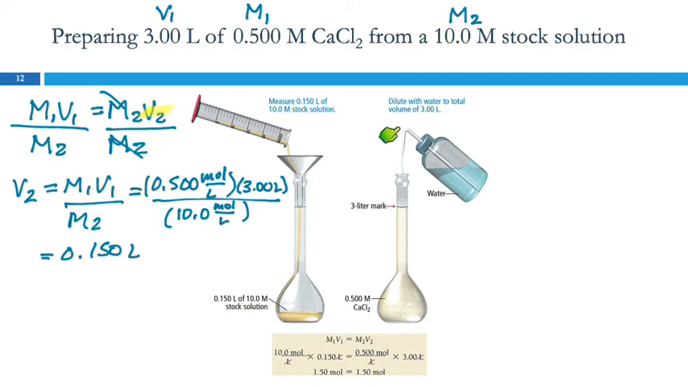And then we're going to add solvent, here water, to this concentrated solution until we get to the mark on the neck of the volumetric flask. And again, we need to stopper it and hold that stopper in and mix it very thoroughly.